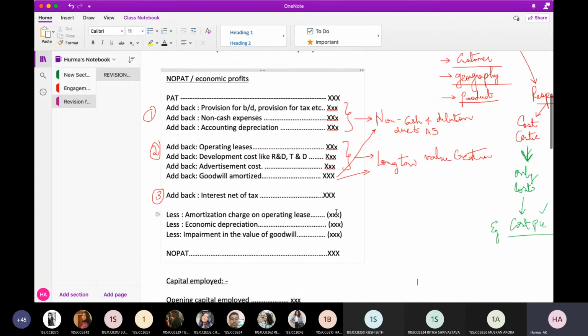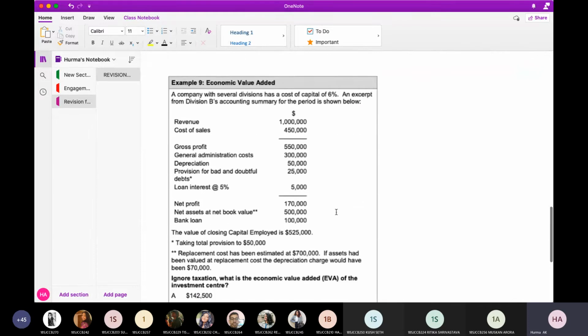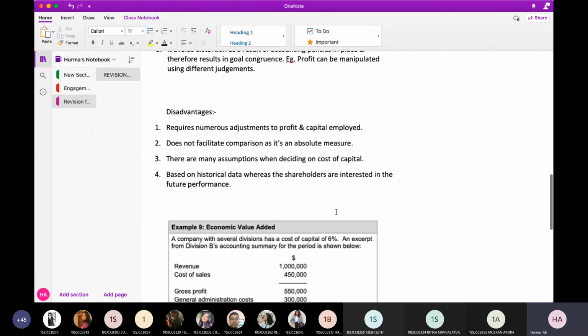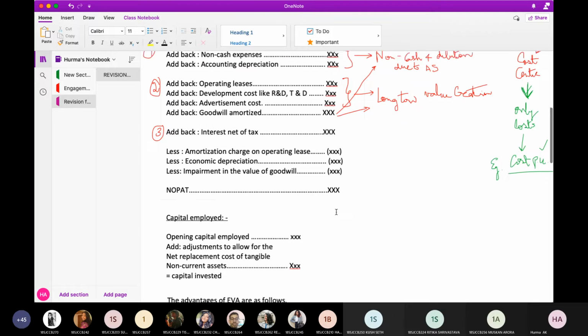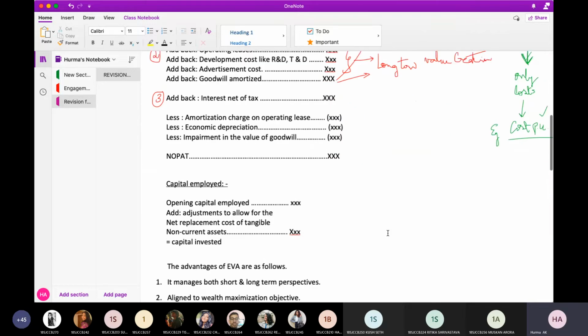The most important thing from an exam perspective for all of you, please make a note that NOPAT is very important. Of course, they will ask you to calculate EVA, but there can be a question, and there is a question from your textbooks, where they have asked you to calculate NOPAT. So please mark this calculation as very important.